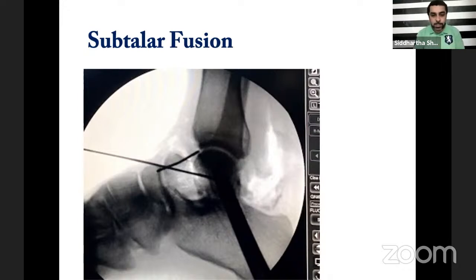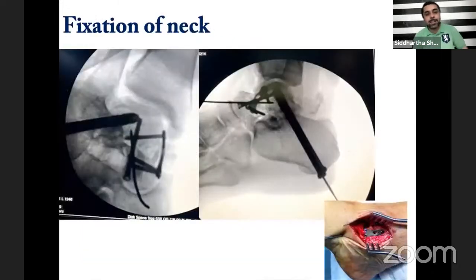Now, mind you, it has been shown that when this fusion is successful, this will bring the blood supply from the calcaneus into the talus, and perhaps this can salvage this case. Now, the medial side was comminuted, so I put in a small graft here and put a bridge plate and then completed the fixation on the lateral side with screw and K-wire.